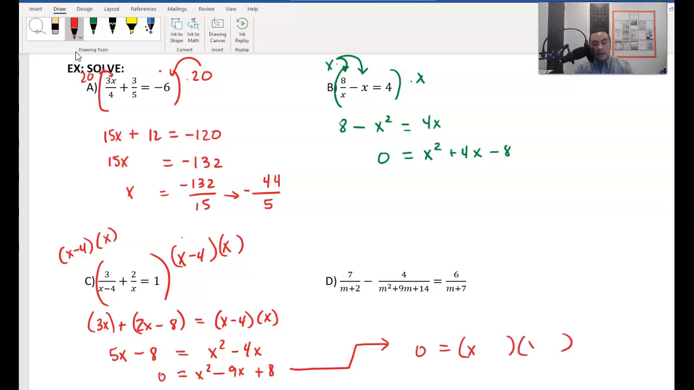You're going to have x and x. See, once you have the quadratic, you can factor, you can use quadratic formula, the square root method, whatever you need to do to solve that quadratic. In this case, it's 8 times 1, right? Yeah, that's going to do it. So in this case, you're going to get x equals to 8 and x equals to 1.